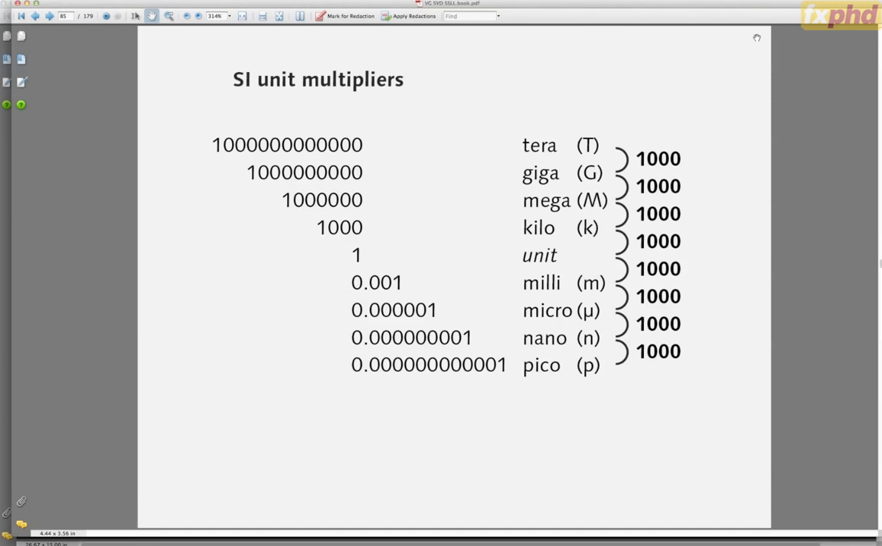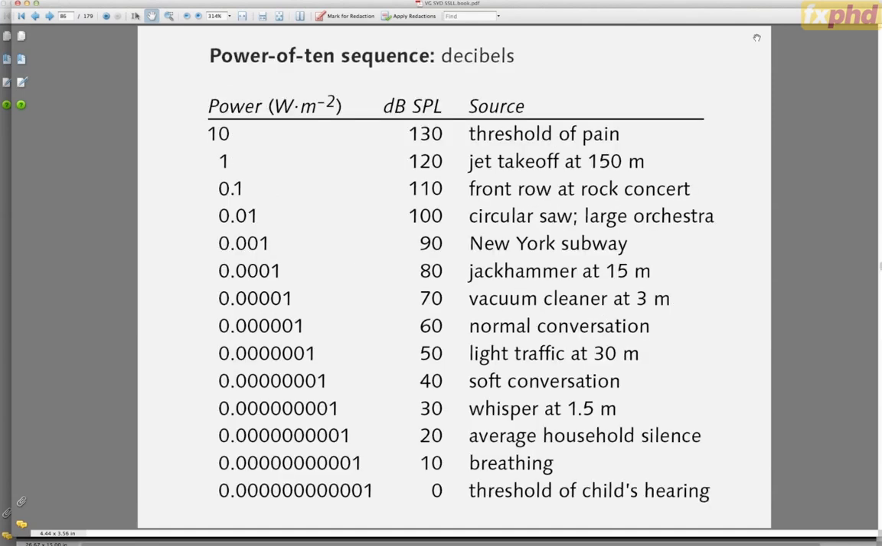Now, for engineering purposes, we use the SI unit multipliers, and they go up by factors of 1,000. So this is kind of a logarithmic measure. The base of the logarithm is 1,000. But that's way too big for photographic and imaging purposes. A factor of 10 is commonly used to express sound pressure. So here's the power of 10 sequence of sound pressure measured in decibels, SPL standing for sound pressure level. So here the base of the logarithm is 10, and there's a huge range.